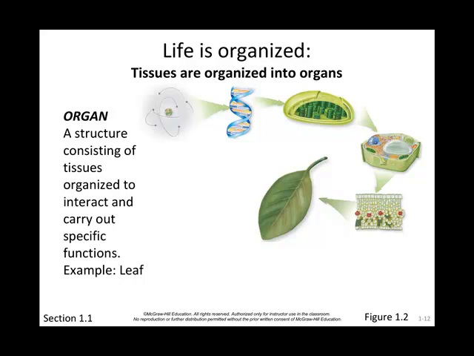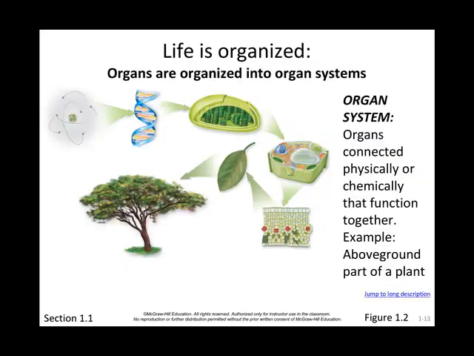Then, when you have two or more tissue types that interact and function together, you form an organ. In this example, a leaf would be considered an organ because it's made up of cells that come together as tissues to form a leaf. You're probably more familiar with organs like a heart or lungs. By definition, a leaf actually is an organ because it's composed of two or more tissues.